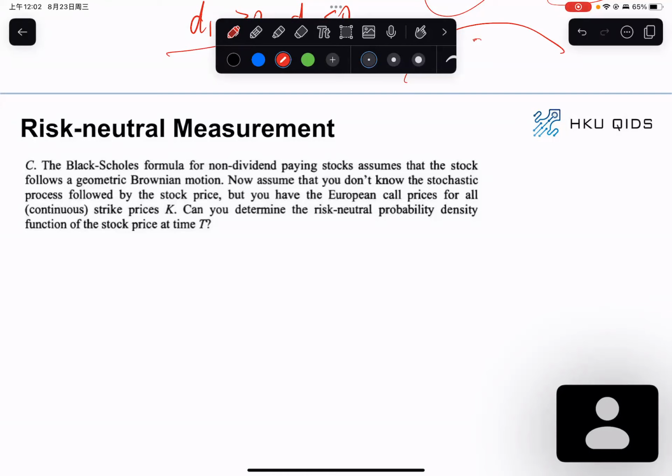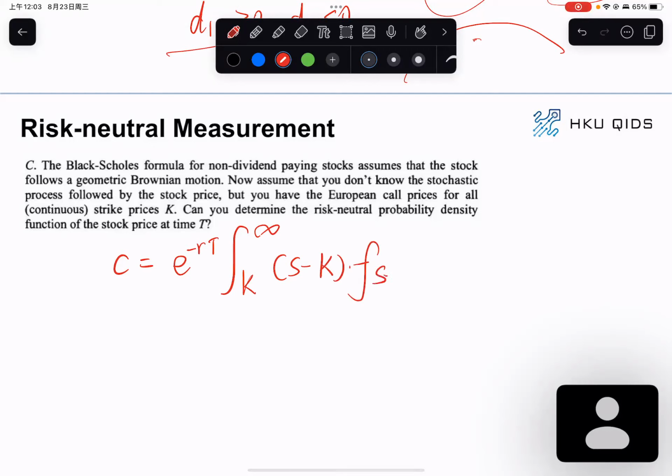Well, that's actually a simple one. What you need to do is just to match each other. Let's go back to the first place. The call option is just e^(-r tau) and take the integration from K to infinity. Do you still remember that? (S minus K), right? Multiplied by the density function of S_T, f(S_T) dS_T, which is the density function of the stock price.